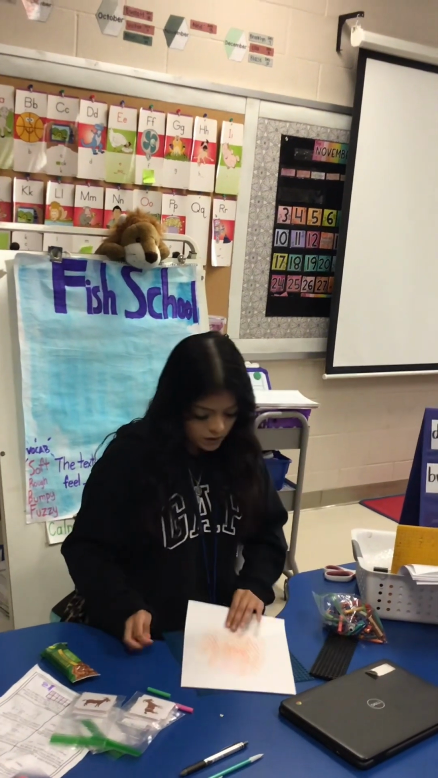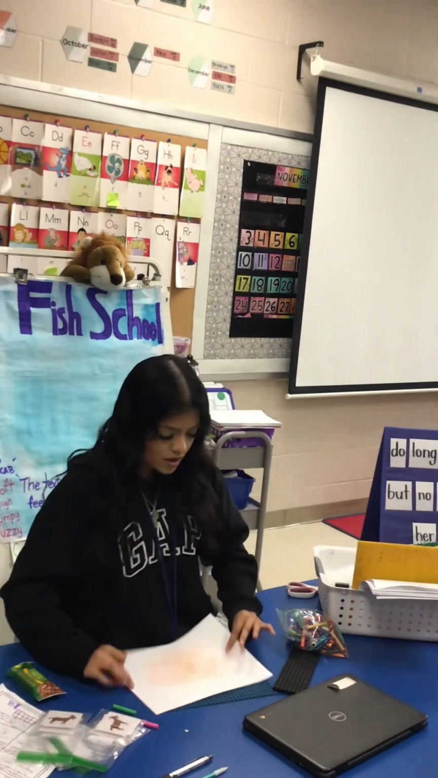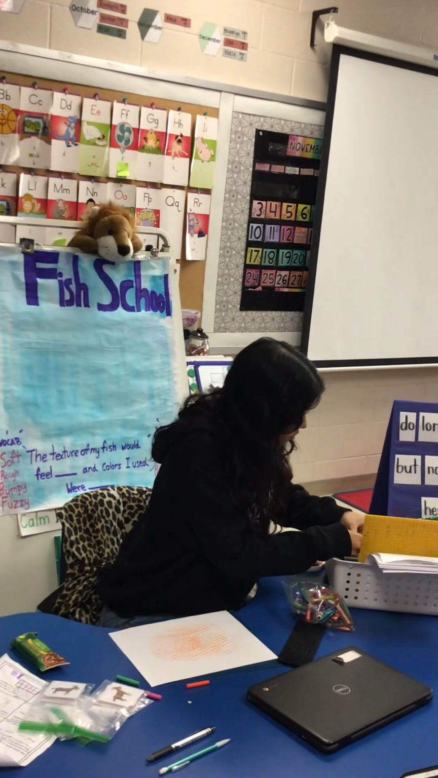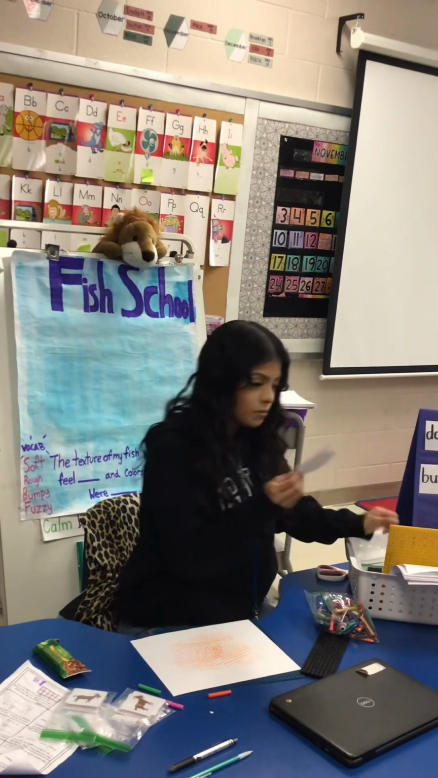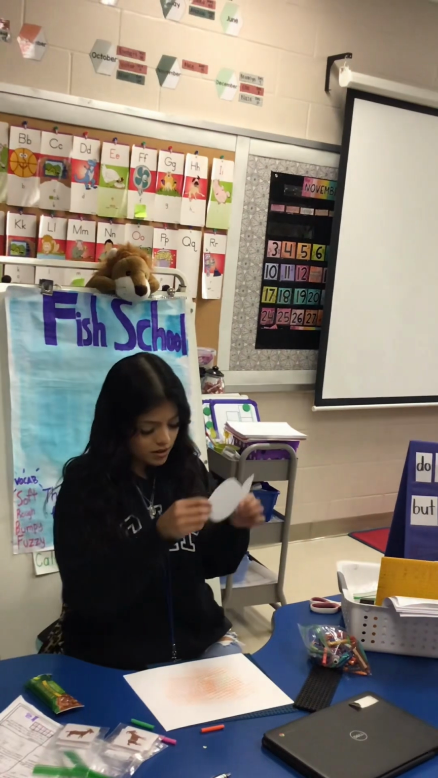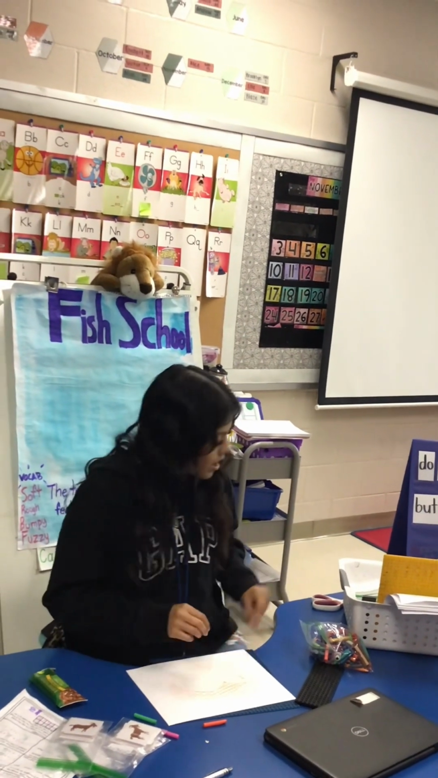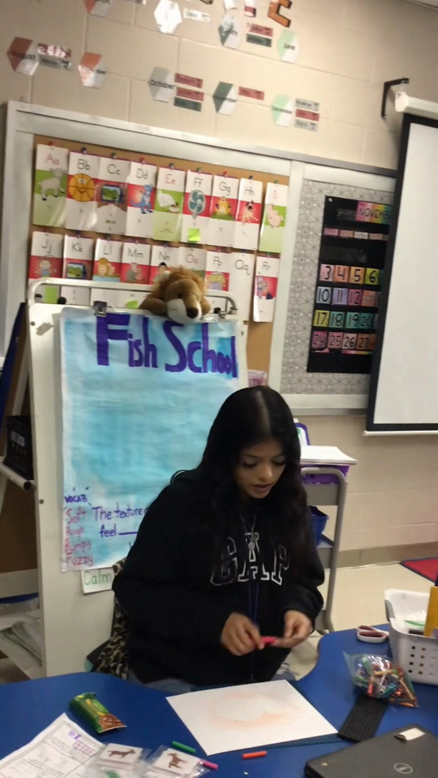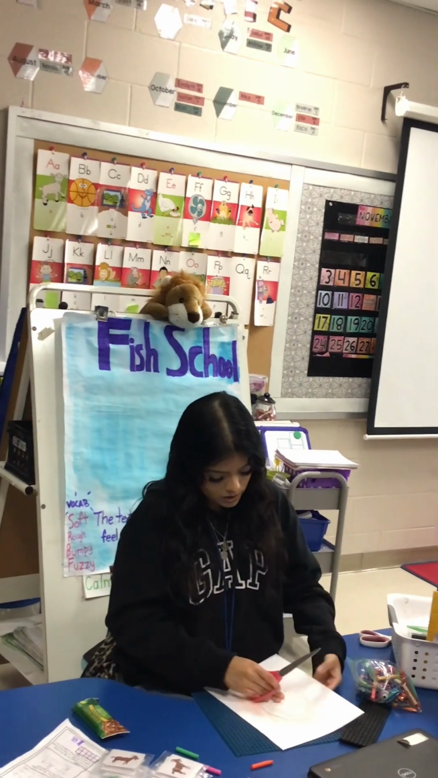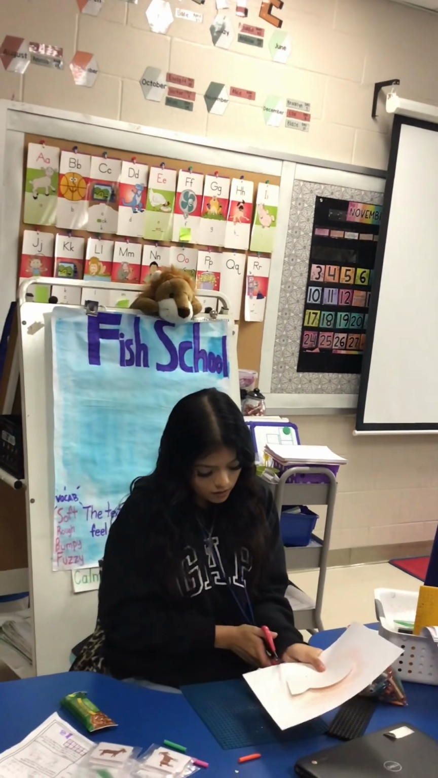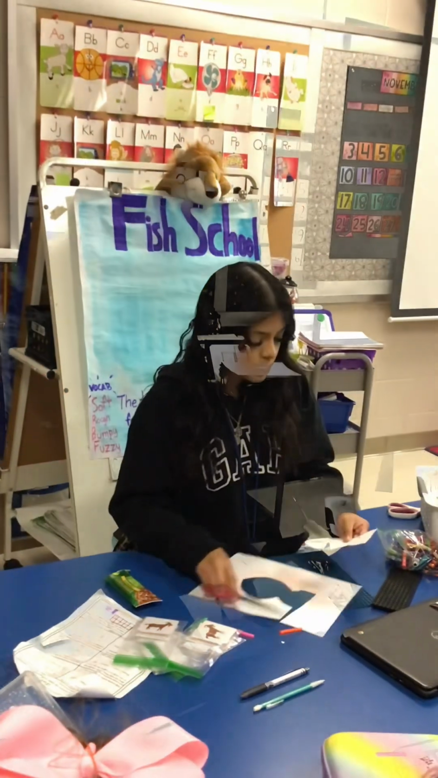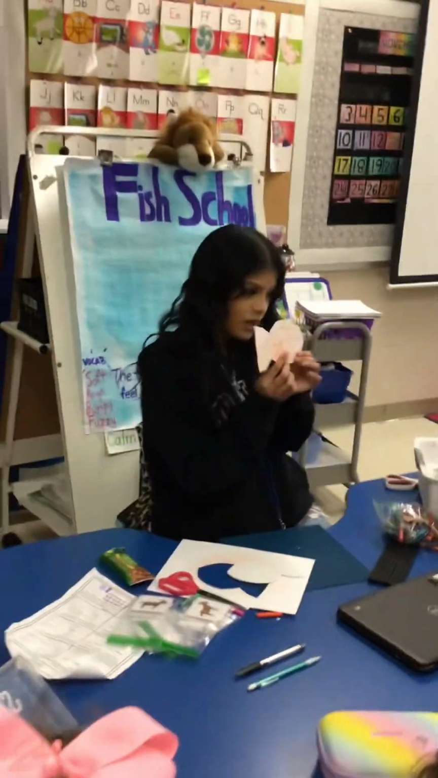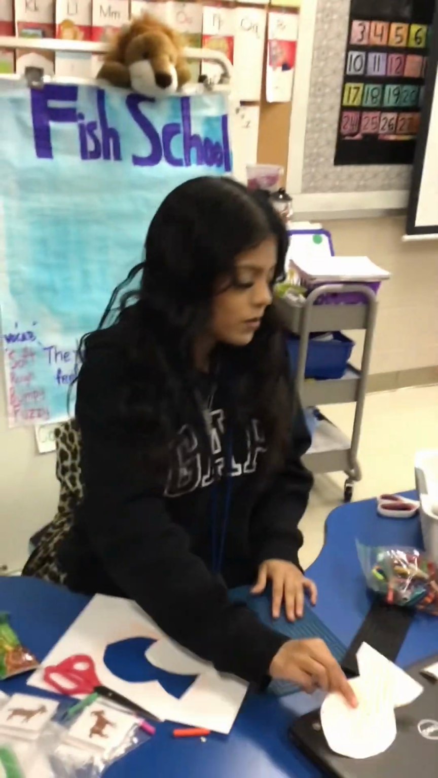So now we can see the texture, okay? Then I'm going to give each of you one fish template. I'm going to put it over, and then we're going to cut the outline of it. So we're going to hold the fish right here, and then we're going to trace the outline with a pencil. See, now we have the fish, and then we're going to decorate it.